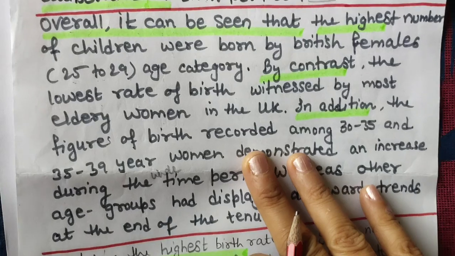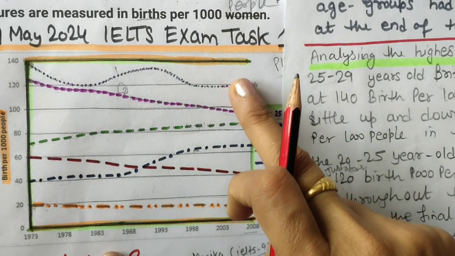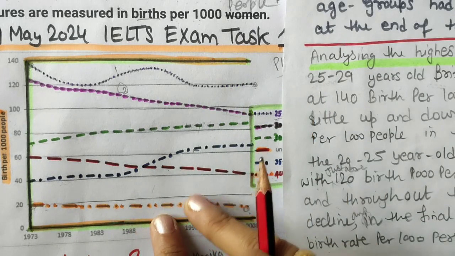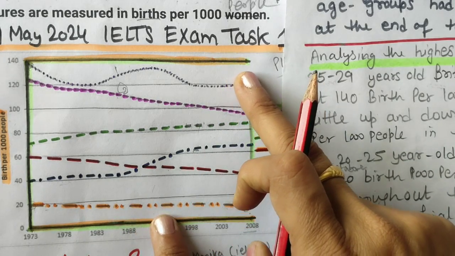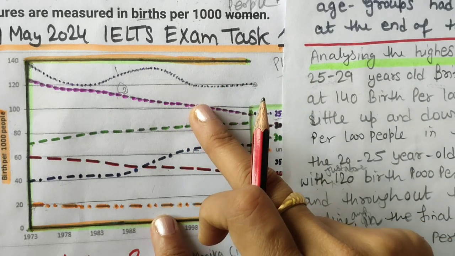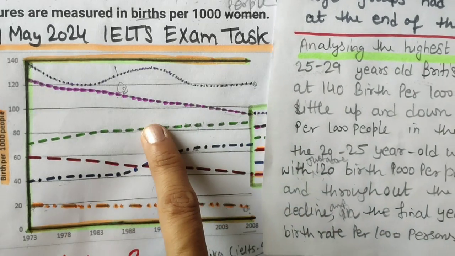Now coming to the body detail paragraph. As I told you, first I will explain about the highest point, and you can contrast with the lowest point also. Here I have explained this line first because this is the highest line graph, and also this is the number 1 ranked position, this is the number 2 position. So how have I done it?